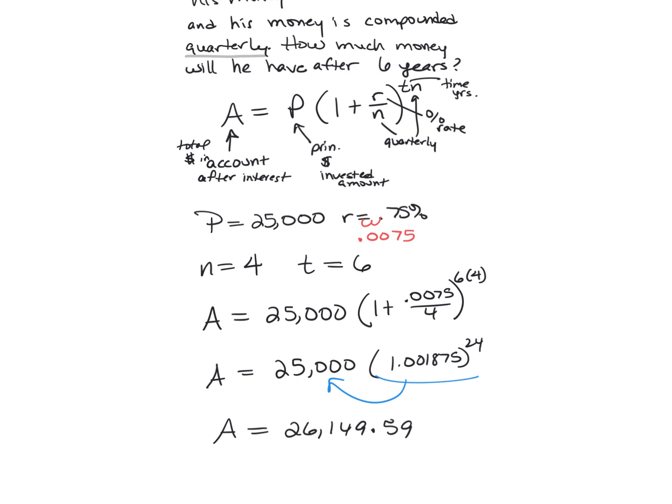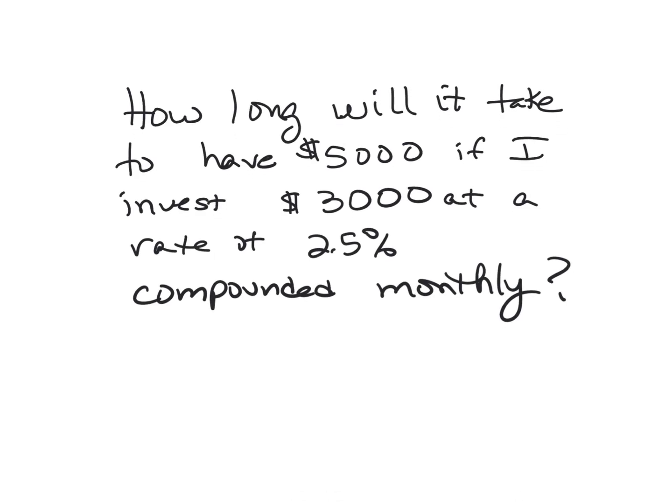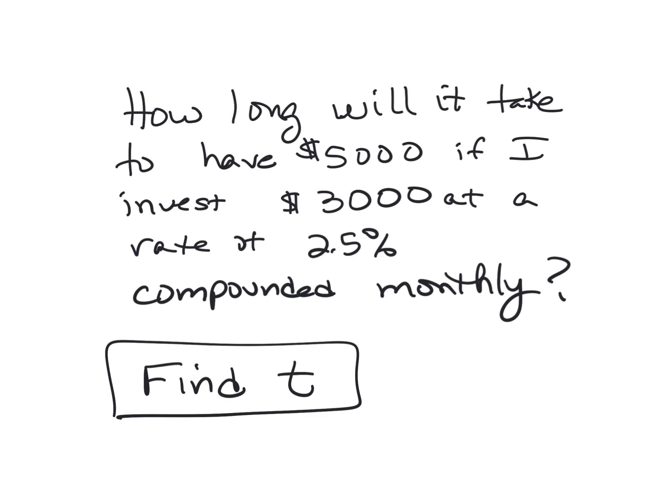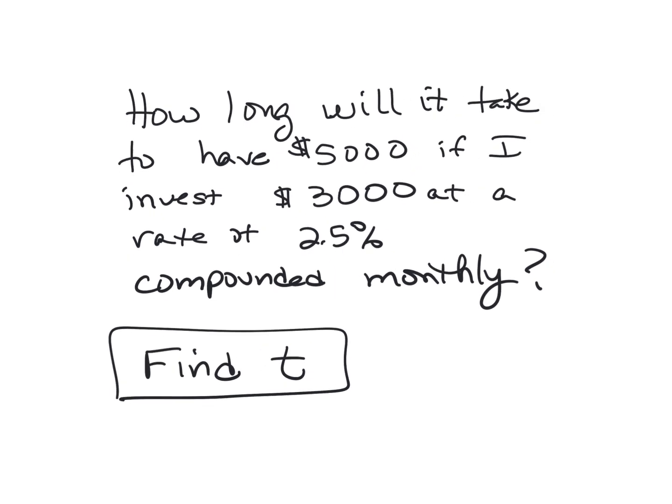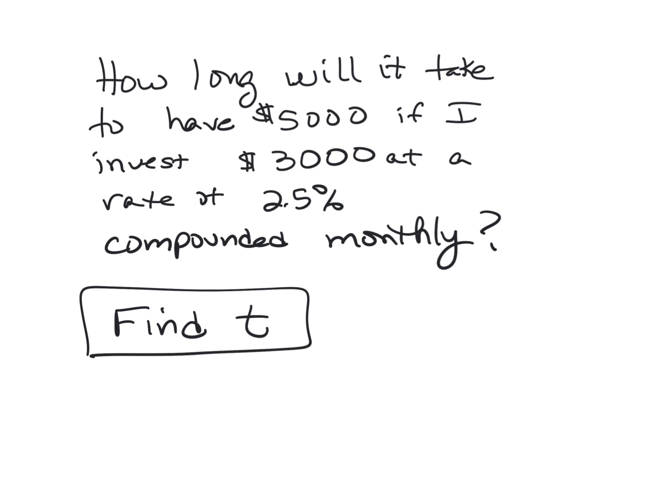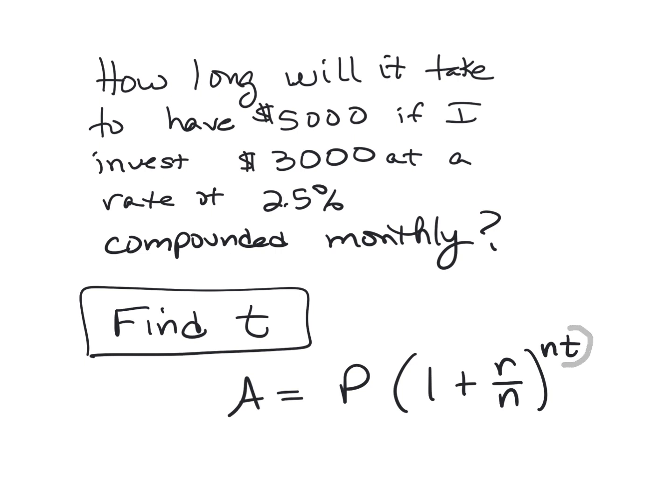Now I'm going to change the problem. New problem. New question is this. So when it says how long will it take, our goal here is to find t. So again, let me write down the formula that we're going to be filling in. So we're doing A is equal to P times (1 plus r over n) raised to the nt power. So my goal here is to find the number of years.